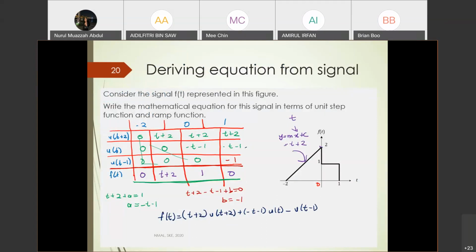So, rearrange, because you want to see whether it is a unit step function or a ramp function. When you rearrange, this is (t plus 2)u(t plus 2). This is negative t, so you can put negative t u(t). This is negative 1, so you can just put negative u(t) minus u(t minus 1). If you leave it like this, it's correct already. But if you are extra diligent and you want to put it in terms of ramp, you can put: this is r(t plus 2) minus r(t) minus u(t) minus u(t minus 1).